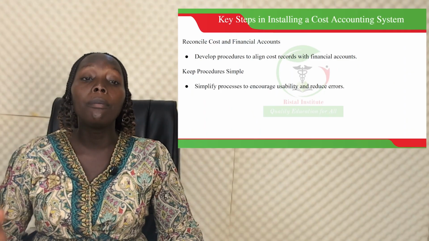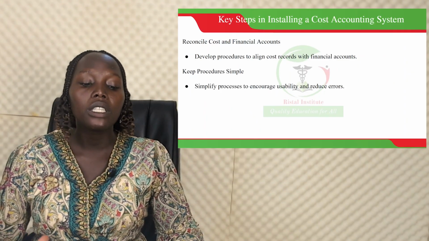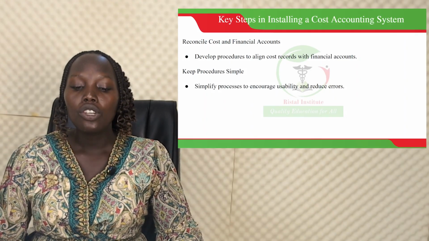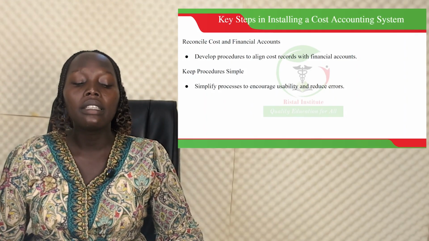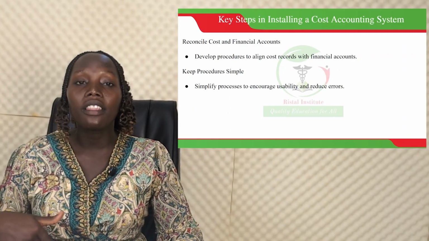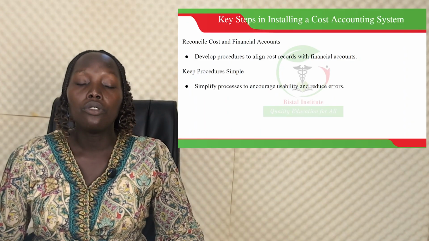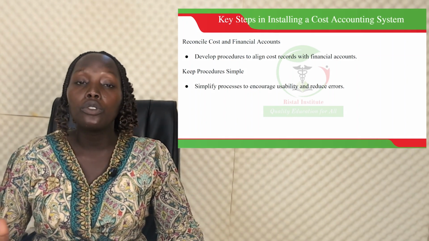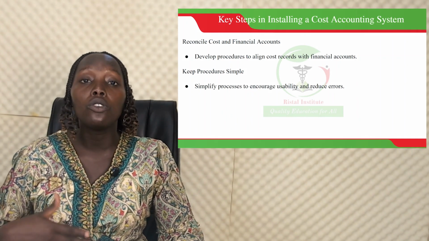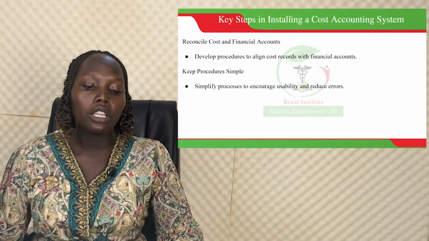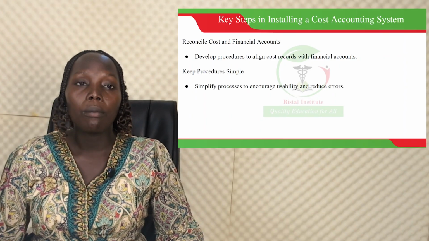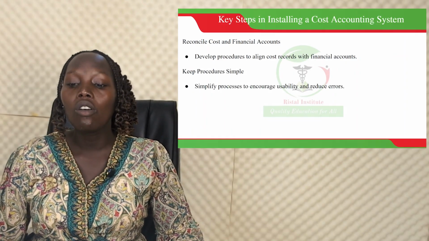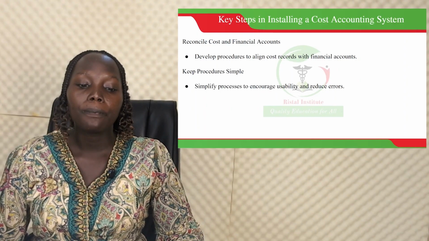So after then you keep the procedures simple. You simplify processes to encourage usability and reduce errors. So you simplify the processes to make sure that you encourage usability so that people can be able to use it, and then also to reduce errors. They cannot be able to make a lot of errors when you keep these procedures simple. So these are the key steps in installing a cost accounting system.